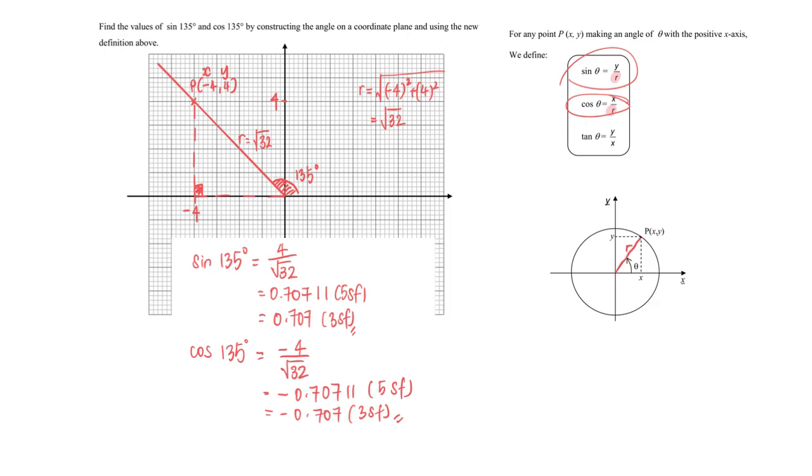And I have successfully found the sine and cosine ratios of this 135 degrees using the coordinate plane.